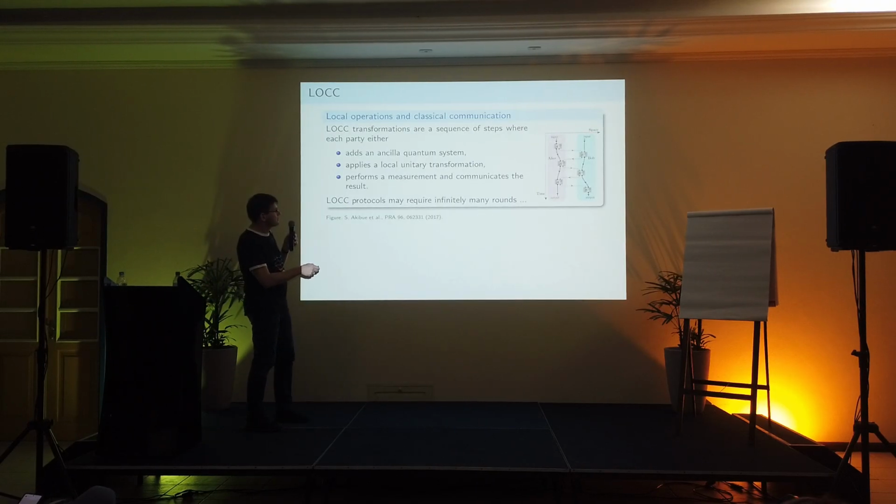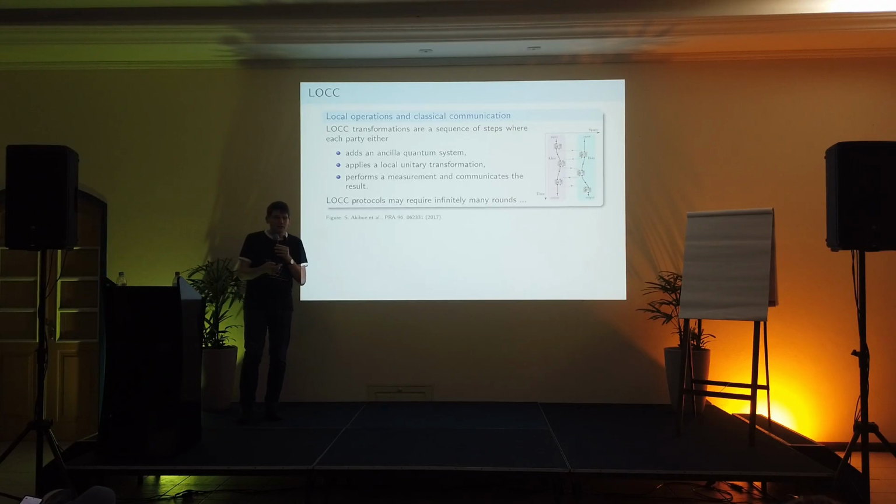You start with some bipartite state as an input, then Alice does something and communicates the result to Bob. Bob does something and communicates the result to Alice, and so on. You iterate and you iterate. The question is, what can you get as an output of these transformations?